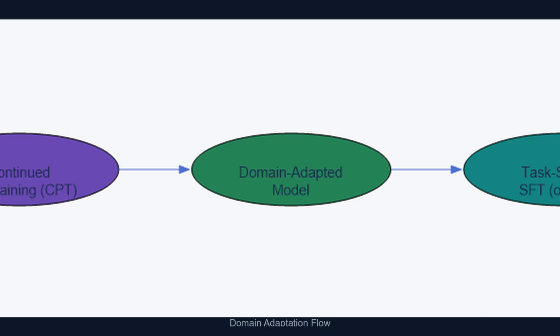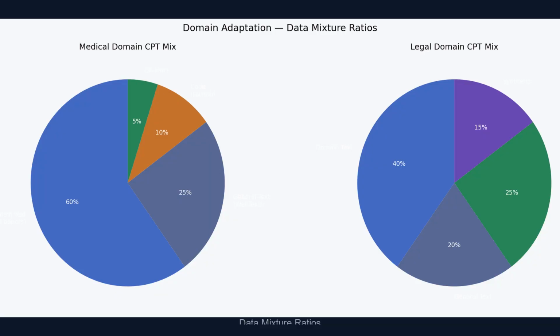Skipping CPT and going straight to fine-tuning on domain Q&A pairs gives you a model that mimics domain language without actually understanding it. The CPT stage is what builds genuine comprehension. Data mixing ratios aren't one size fits all, and this comparison makes that concrete.